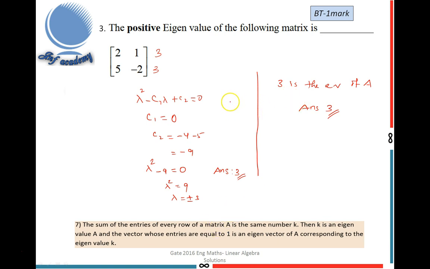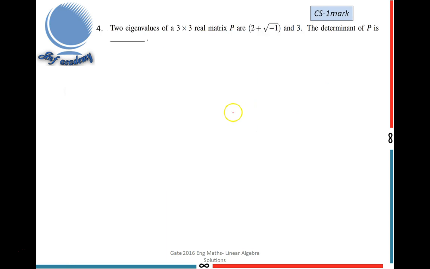Next, move on to the fourth problem. Two eigenvalues of a 3 by 3 real matrix P are 2 plus root minus 1 and 3. The determinant of P is what? It's from CS department. It has 1 mark.